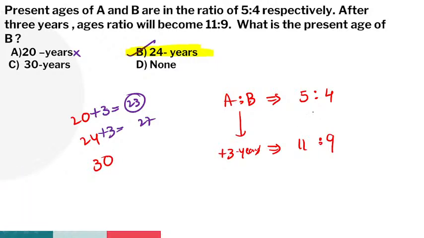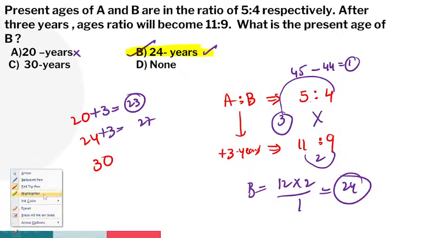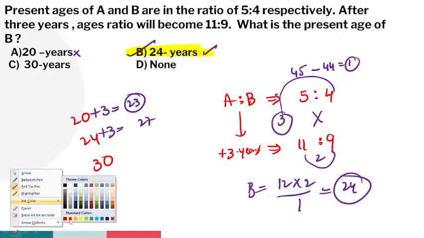Let's see. What is the first step? Cross multiplication, check the difference. 9 5s are 45, 11 4s are 44. The difference is how much? 1. What is the second step? Check the second ratio difference. What is the third step? Multiplication. After how many years? 3 years. So 3 4s are 12 into step 2 difference by step 1 difference. 12 2s are 24. That's why option 2 is the right answer, guys. Clear, all of you?